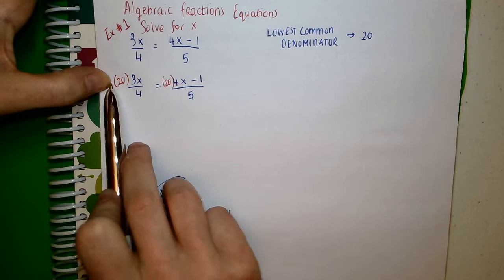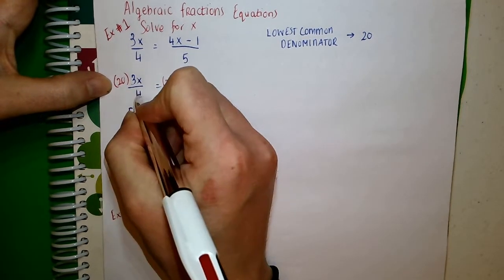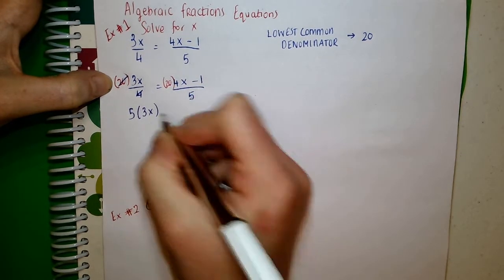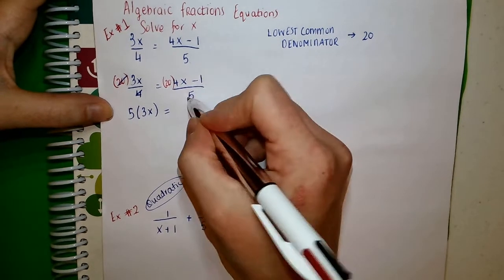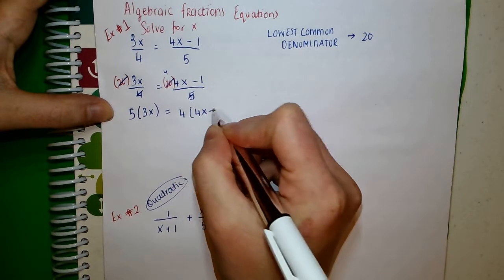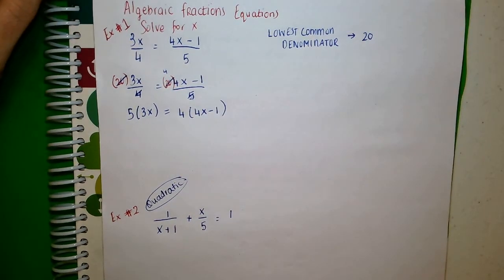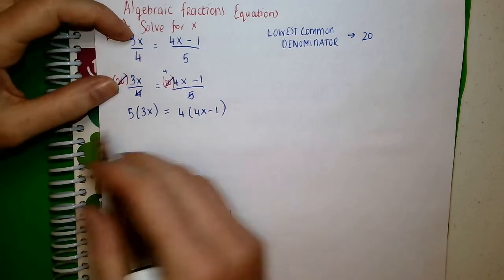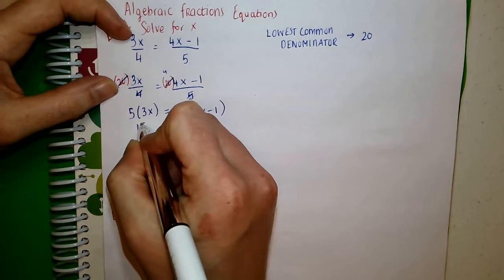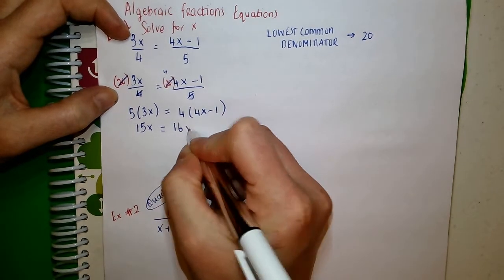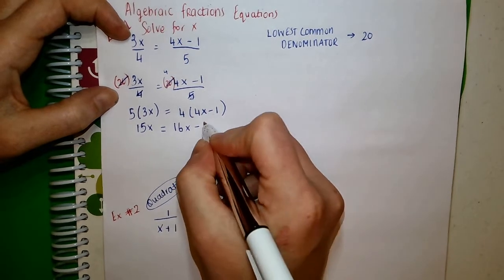So we know that 4 goes into 20 5 times, so actually what we're left with is 5 times 3x, the numerator. And we also know that 5 goes into 20 4 times, so we're going to multiply this side by 4. As you can see, the denominators have disappeared. Now we're going to remove those brackets because eventually we want to get an answer. Our answer should look like x equals a number. So 5 times 3x is 15x, 4 times 4x is 16x, and 4 times minus 1 is minus 4.